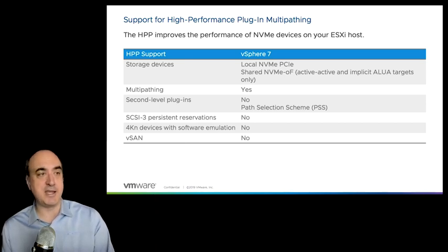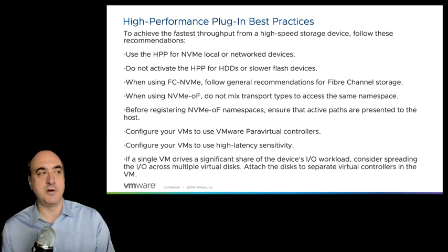If you happen to have a local NVMe device that you've used the high performance plugin on, that isn't going to work with vSAN. vSAN does require you to use the native multipathing plugin on a local NVMe device. So for high performance plugin best practices: use HPP for NVMe local or network devices unless you're using vSAN.